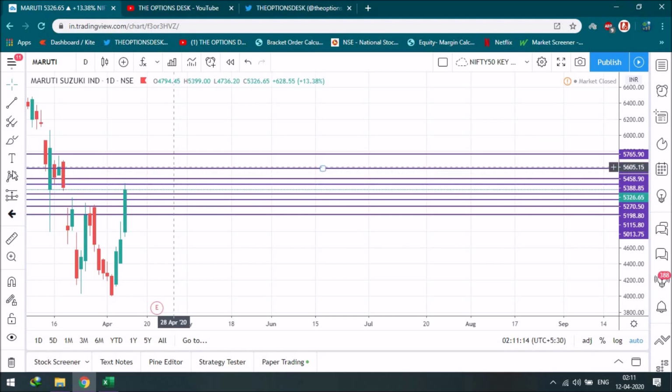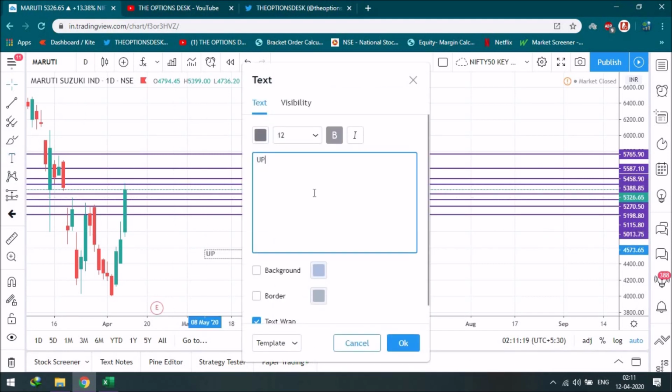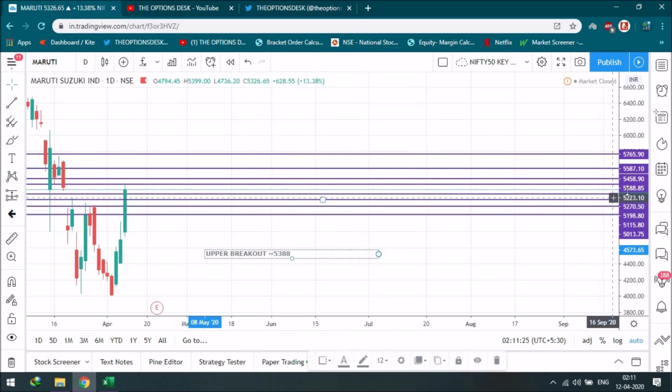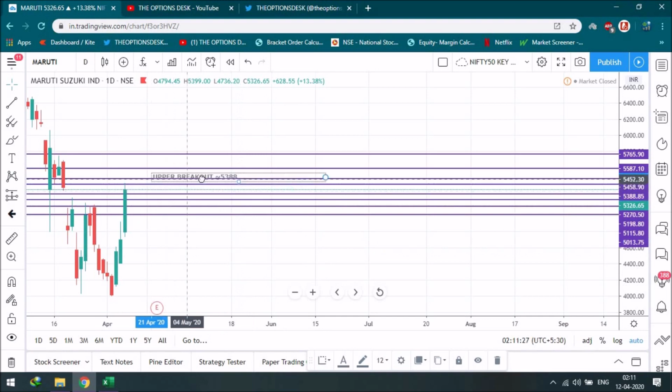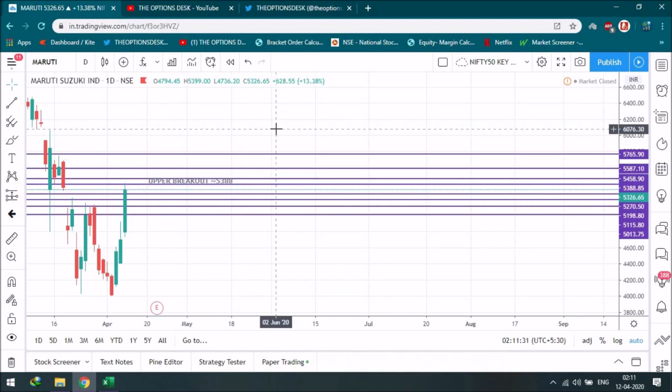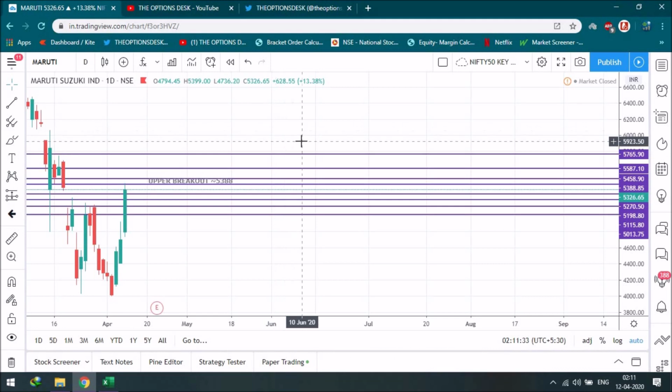Now what I do is click here for the text, upper breakout, that is 5388. That would be my level for the upper breakout. Now I just take the levels and simply put them here. That is how I mark the levels on the chart. You can also mark the levels on the chart. Just remember, you have to plot the line of best fit, take care of the volatility, and practice a lot to get more improvements in your chart.